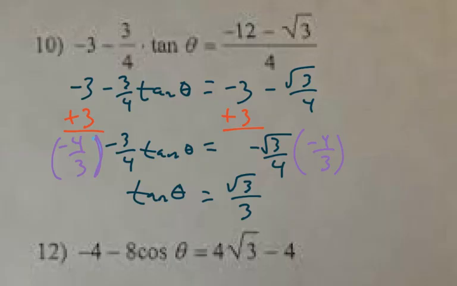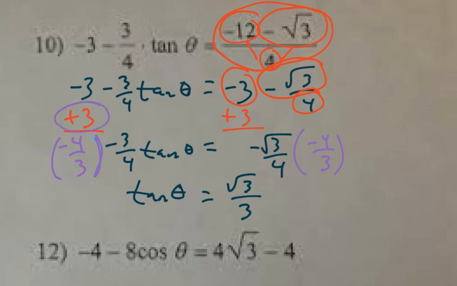Number 10. Here's that trick again. I would divide by 4 here. Negative 12 divided by 4 is negative 3. Negative square root 3 divided by 4 is minus square root 3 over 4. I would then add 3 to both sides to get rid of this negative 3.